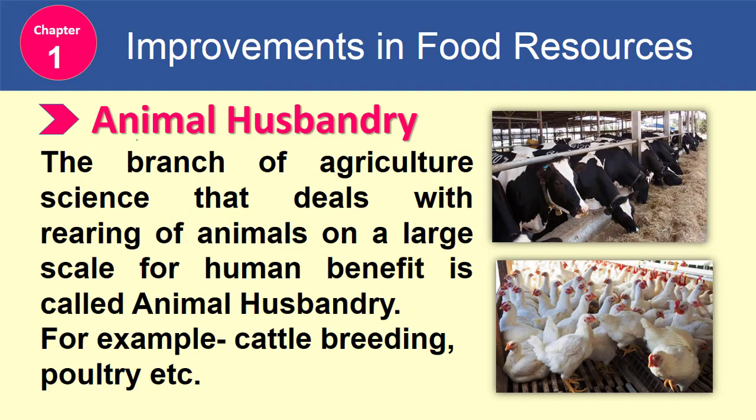The most important topic, animal husbandry. So what is animal husbandry? The branch of agriculture science that deals with the rearing of animals on a large scale for human benefit is called animal husbandry. I will repeat a second time. The branch of agriculture science that deals with the rearing of animals on a large scale is said to be animal husbandry. For example, cattle breeding and poultry, etc.